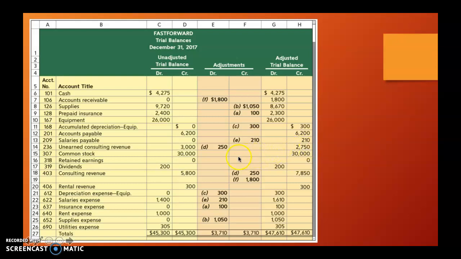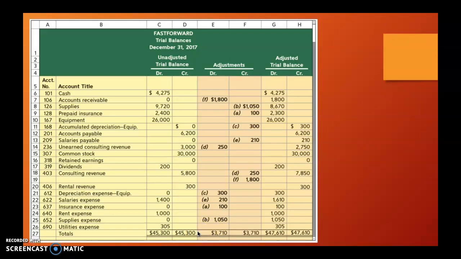What I was saying earlier is, like for this one where there's two adjustments to consulting revenue, it's a $5,800 credit balance on the unadjusted trial balance, and then we have two credit adjustments here. So because this is a credit and these are both credits, we're going to add all of them together, 5,800 plus 250 plus 1,800, and that gives you this adjusted trial balance of 7,850. So basically you're going to go down and do that to all the accounts.